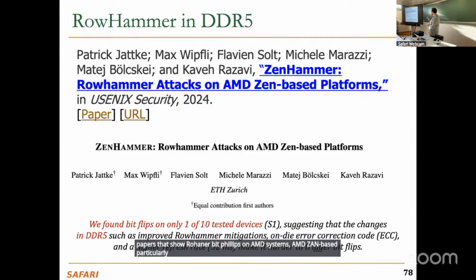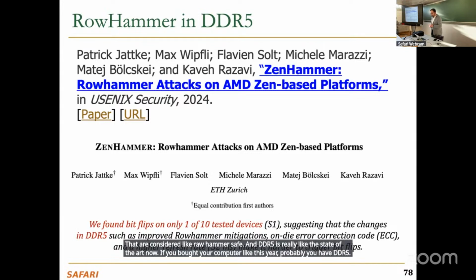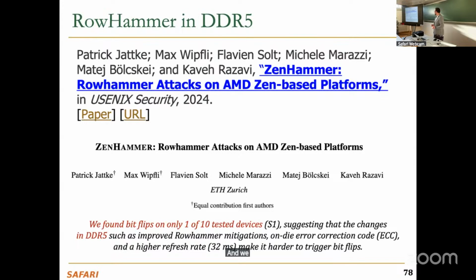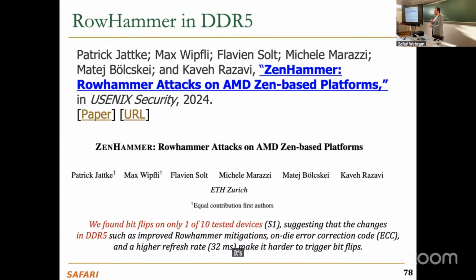A really important thing in that, in my opinion, is that among a lot of DRAM modules that they test and show bit flips, there are also some DDR5 modules that are considered RowHammer safe. And DDR5 is really the state of the art now. If you bought your computer this year, you probably have DDR5. We still have some bit flips in those, even though it's harder to induce because there are some countermeasures, but it doesn't completely fix the problem. This is really a sign that we shouldn't just patch this problem if we want to completely get rid of it. So it's really important to understand why it happens. It's really important to test real chips to see what level the vulnerability is, and we need really robust mechanisms to avoid these bit flips in all conditions.